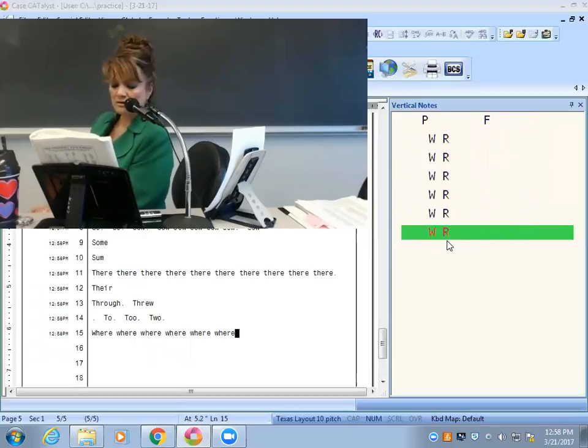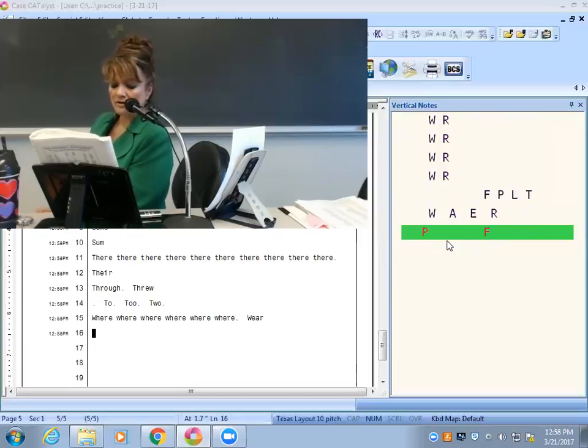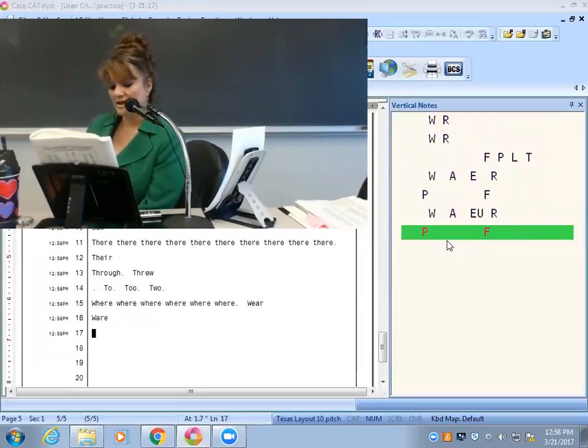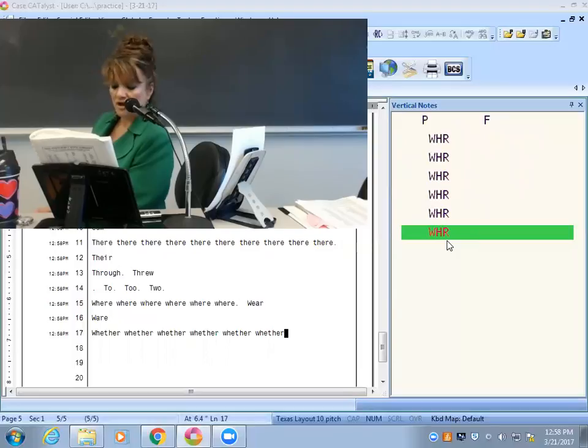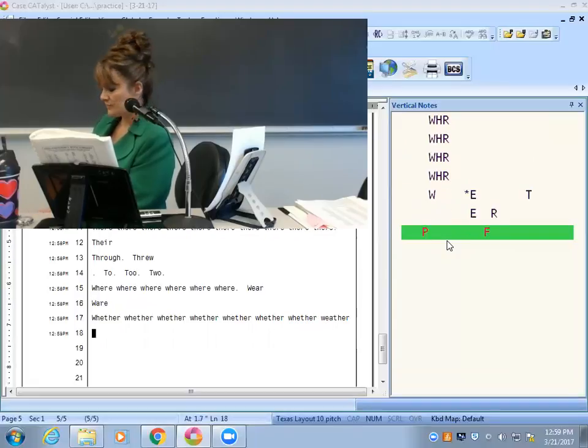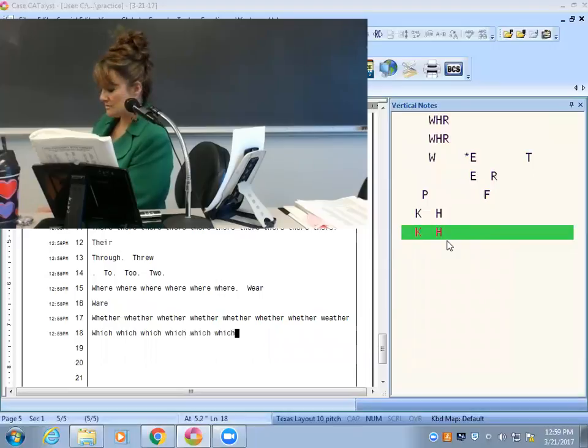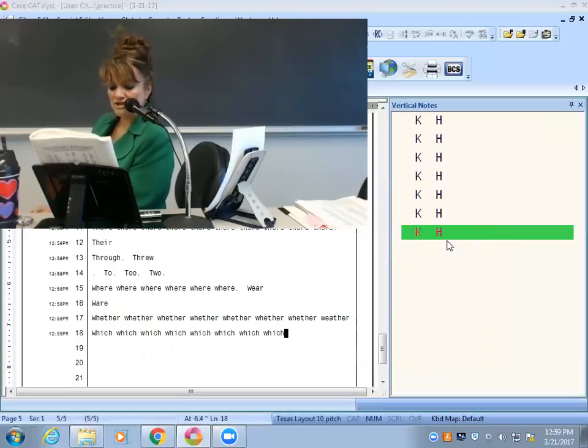Where is W-R? And then where are you going? And then where, what will you wear tonight? W-A-E-R. Where, W-A-R-E is W long A-R. And then weather, W-H-R. And then you've got weather as the weather outside, W-E-T. The T's for the T-H, for the asterisk. And then E-R, two strokes, which is K-H. Which one? And then the which on a broomstick, W-I-F-P.